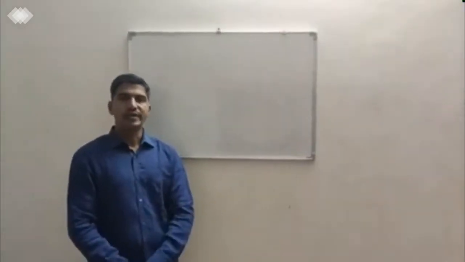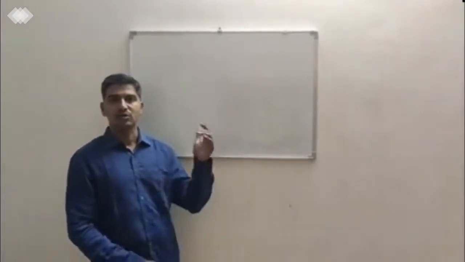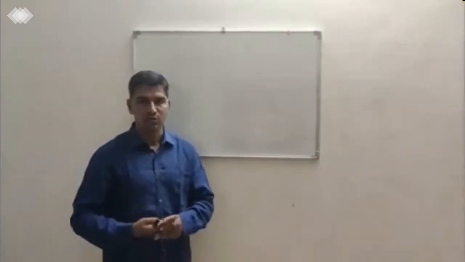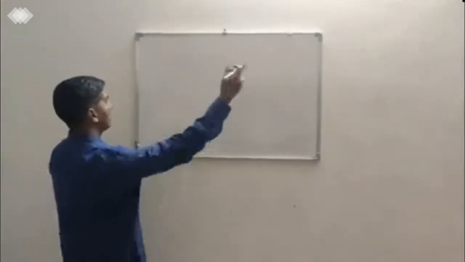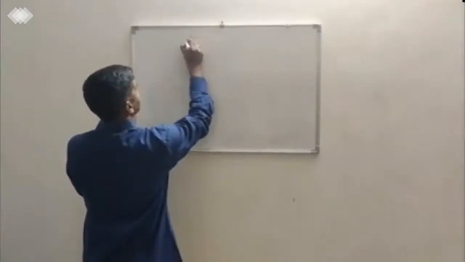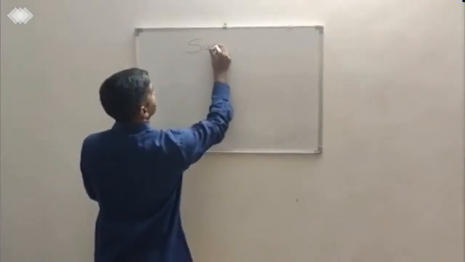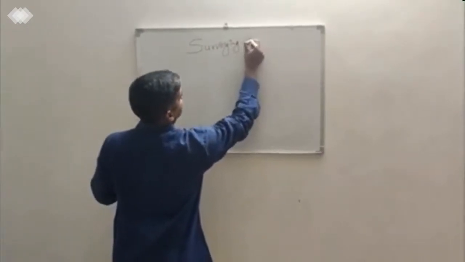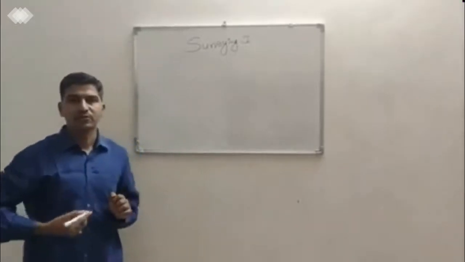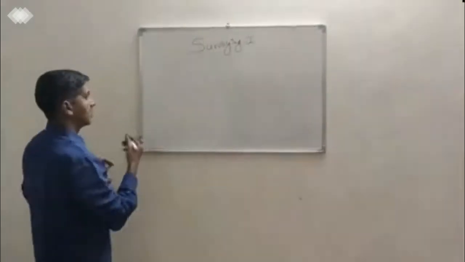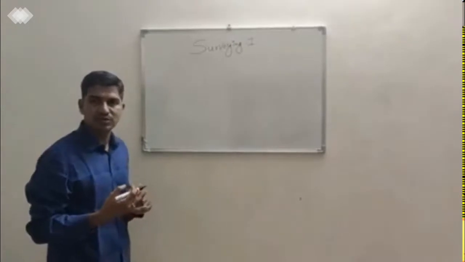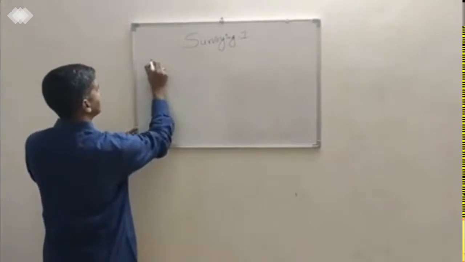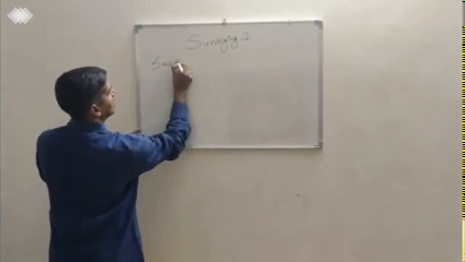Before going into detail with the subject, let us understand what units we are going to study in surveying part 1. So let us start with surveying part 1. In the first part of surveying, we have 6 units in 2 sections. Section 1 contains 3 units, and section 2 contains 3 units. Let us start with the units in section number 1.